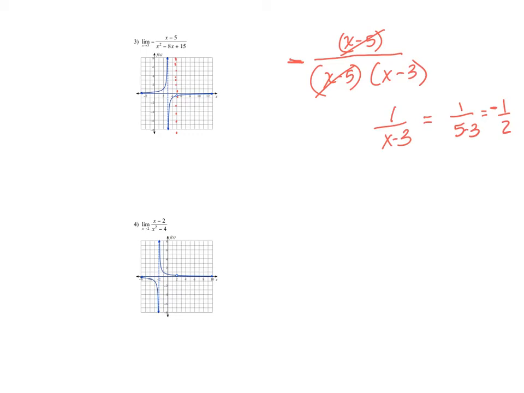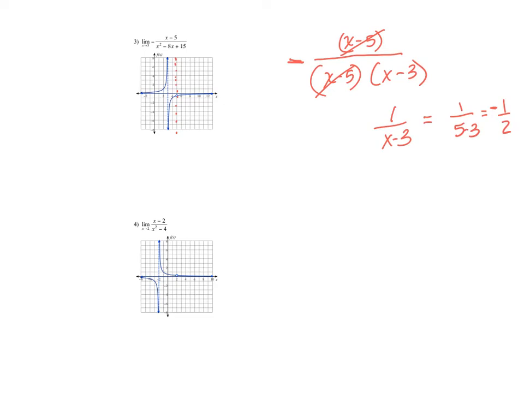Since the 5 canceled, we can actually find the limit. It doesn't mean it's defined at that point, but the graph gets really close to negative 1/2 when x gets really, really close to 5. That would be like 4.99999 or 5.00001, okay? It would get really close to negative 1/2.